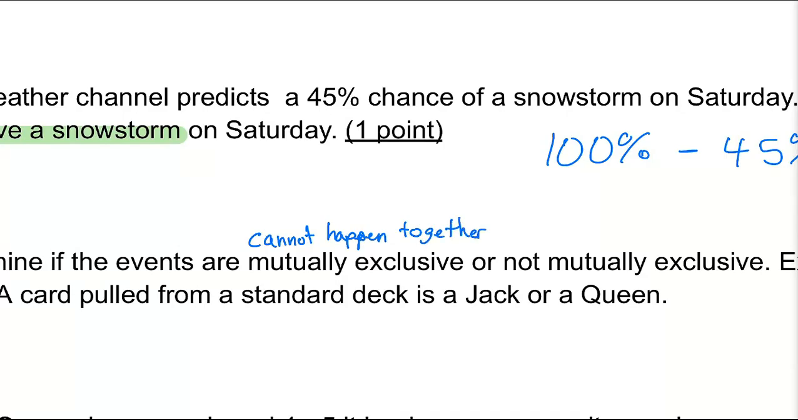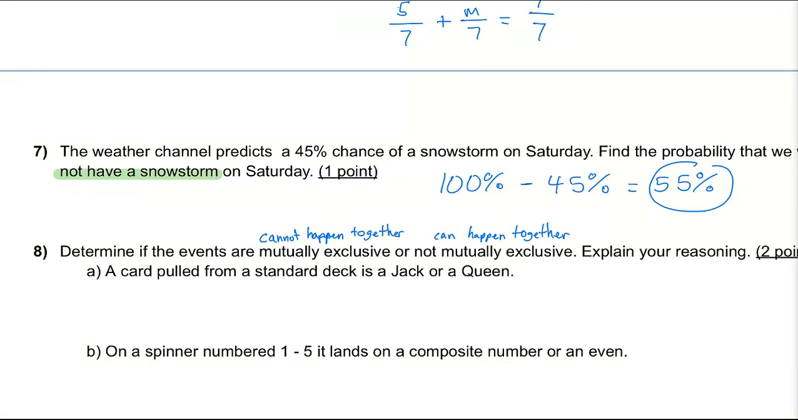Not mutually exclusive, can happen together. So, for a deck of cards, if there's any card questions on the quiz tomorrow, I'll have the deck of cards on the screen. A card pulled from a standard deck is a jack or a queen. A jack cannot be a queen, so this would be mutually exclusive.